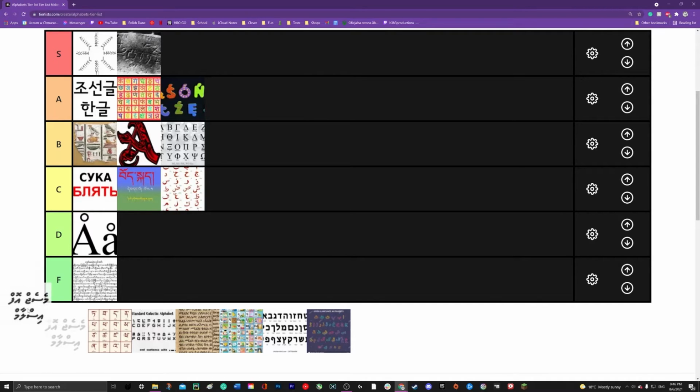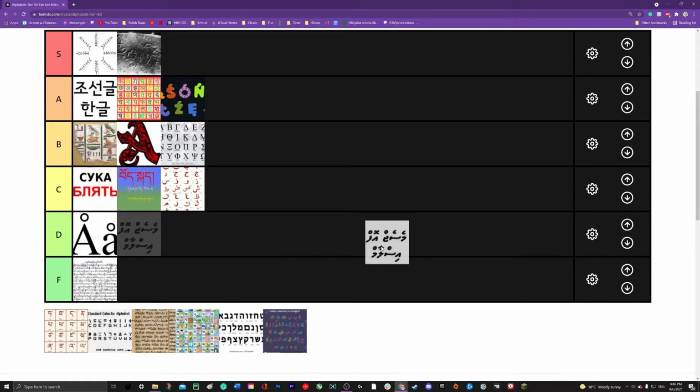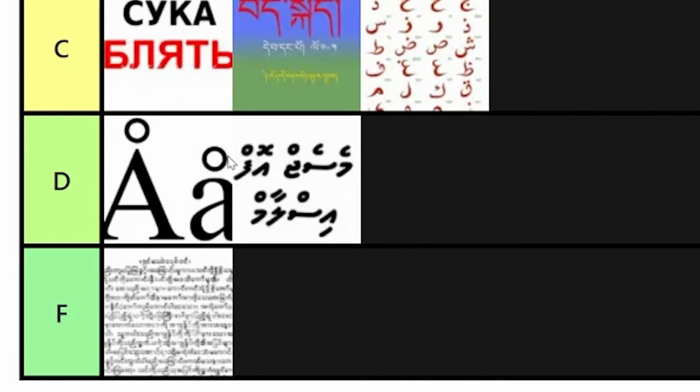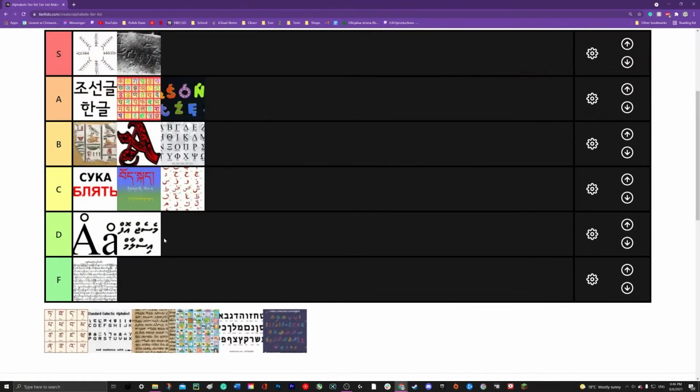But for all those reasons, or I guess like two, it is going in D tier, next to my beloved Danish. Oh, would you look at that? The Danish alphabet has like a circle, and the Thaana alphabet also has a circle. How cool is that? But yeah, I think Danish is slightly better than Thaana.